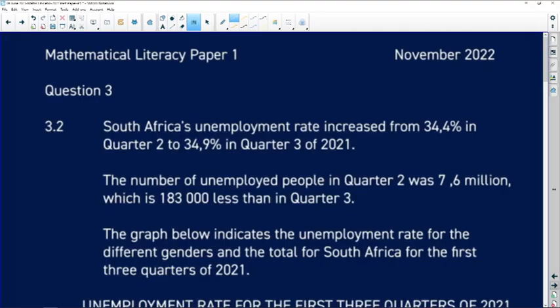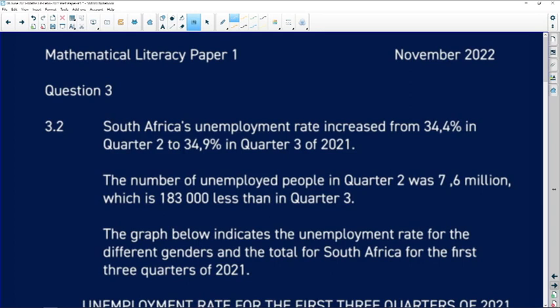Question 3.2. South Africa's unemployment rate increased from 34.4 in quarter two to 34.9 in quarter three of 2021. So again, we are working with quarters: quarter two and then quarter three. The number of unemployed people in quarter two was 7.6 million, which is 183,000 less than quarter three. Whole lot of grammar. Don't worry about that. Come back and read it again.